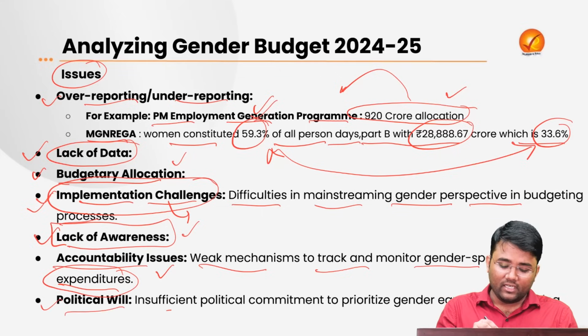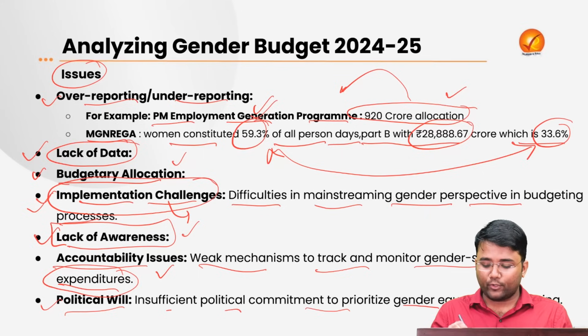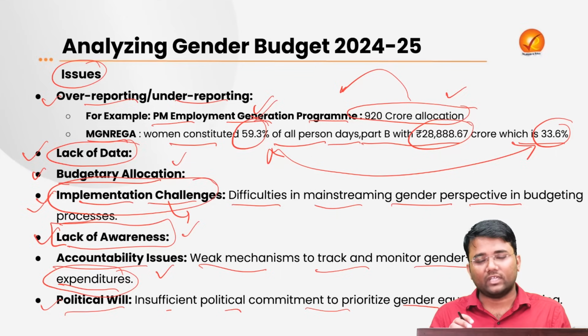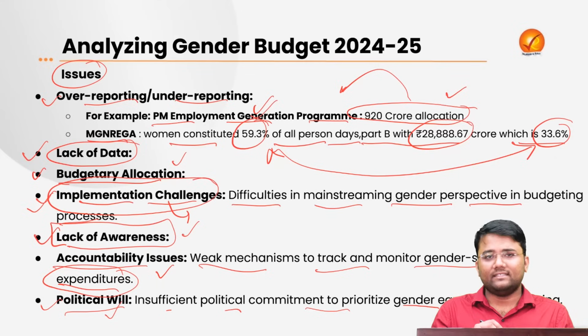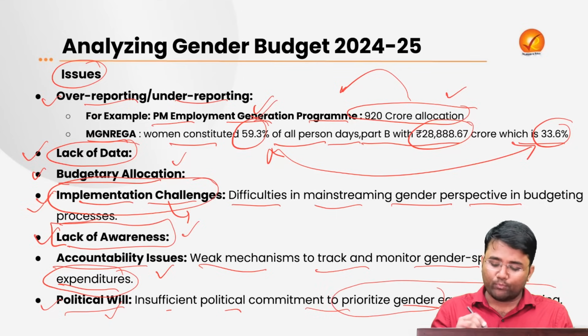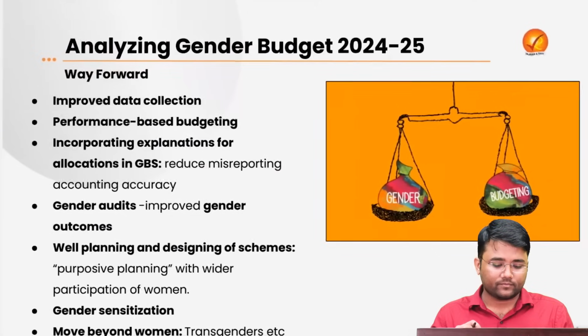The political will, insufficient political commitment to prioritize gender equality in the budgeting, and this is because of overall issues that we have in the society, for example patriarchy, then social stereotyping, etc. And one more issue here is that women's representation in politics is already very less, so it becomes very difficult to prioritize gender budgeting.